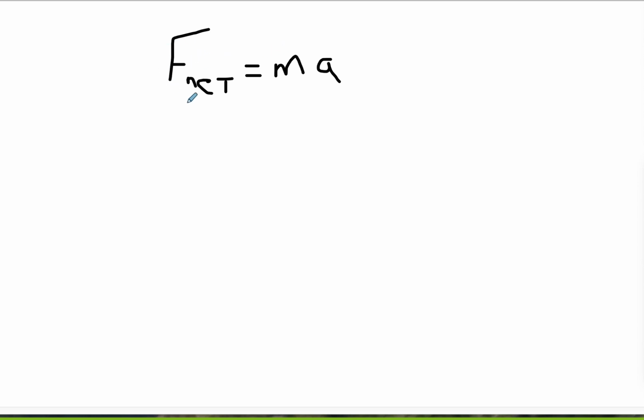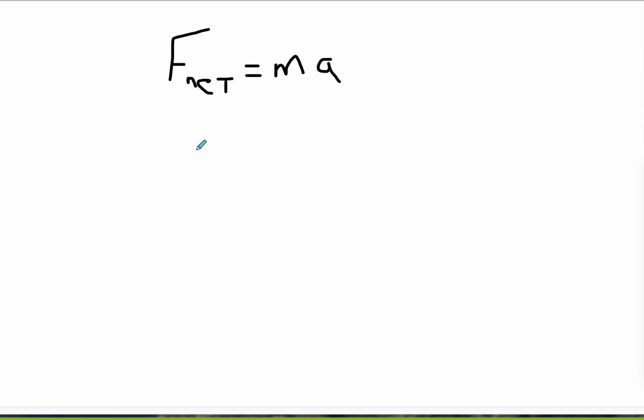So if I keep the force constant, you can see if the mass goes up, the acceleration would have to go down to keep the same answer. Hopefully you guys can see that from the equation, all right? If I keep the mass constant, if the force gets bigger, the acceleration will get bigger, because they're on opposite sides of the equation. So this equation shows that force and acceleration are directly proportional, and mass and acceleration are inversely proportional. And if I multiply mass times acceleration, I get the force.